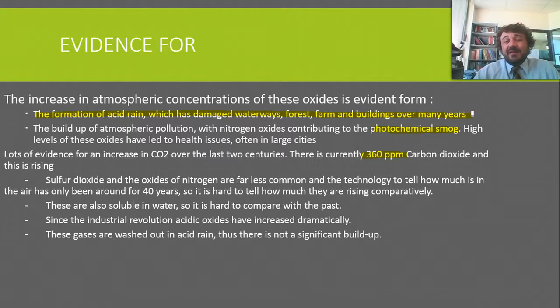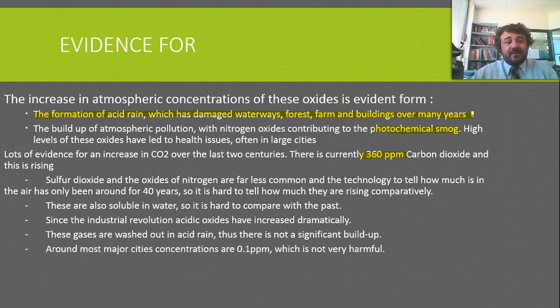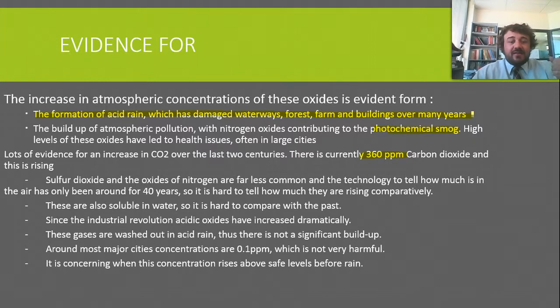They don't need to build up in the same levels that CO2 does. They start to build up, it rains, they're washed out, and this is one of the reasons it's really hard for us to gather direct evidence as opposed to evidence of the effects. Now, around most major cities, the concentrations are about 0.1 part per million, and this is not super harmful. But in other cities, such as some in China, it can be much, much higher. So the real concern is when it's at higher than safe levels before rain.